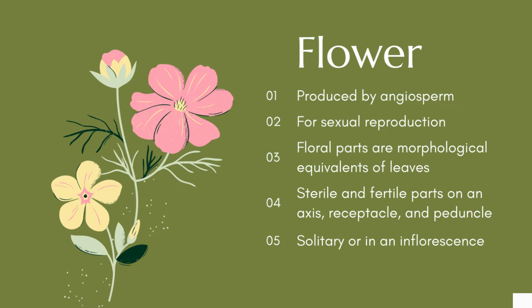Flower is produced by an angiosperm. Sexual reproduction takes place in this structure. The vegetative shoot is analogous to it, and the individual flower sections are leaf-like in appearance. The typical flower is an assemblage of sterile and fertile parts borne on an axis, the receptacle, and supported by a stalk, the peduncle. Flowers may be solitary or clustered into an inflorescence.